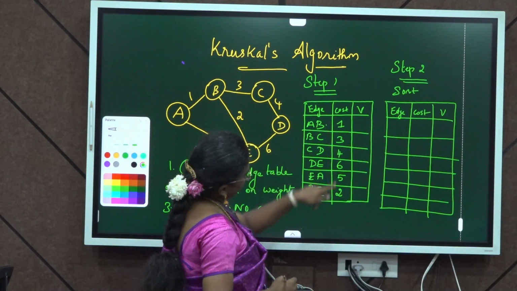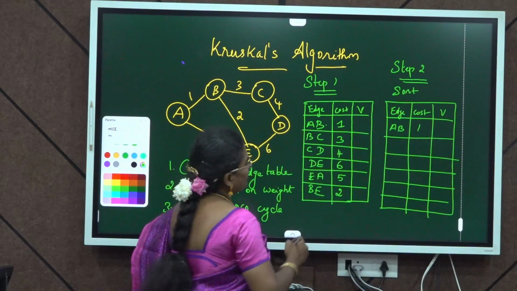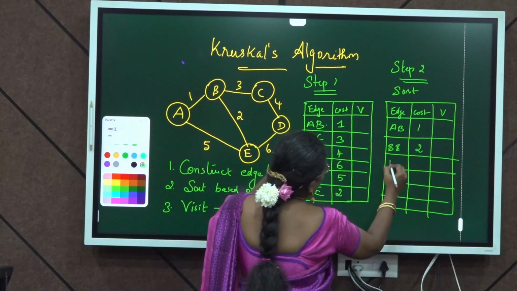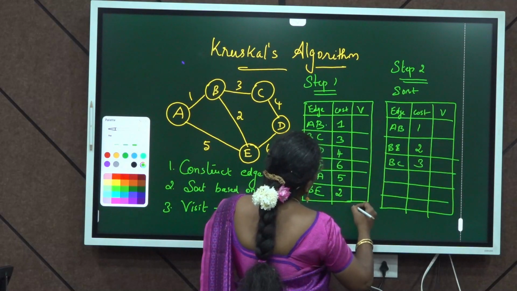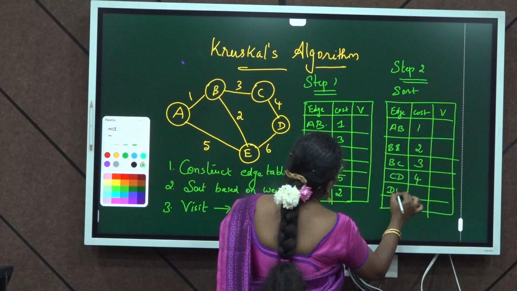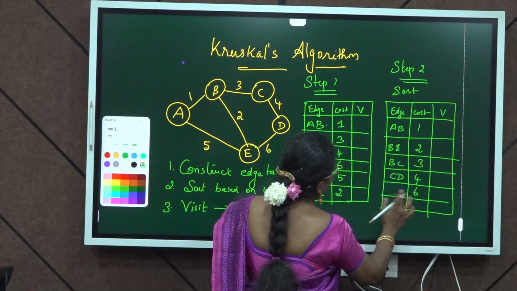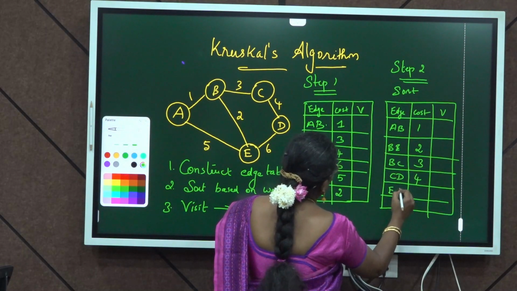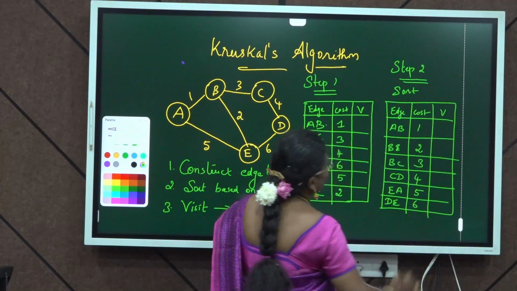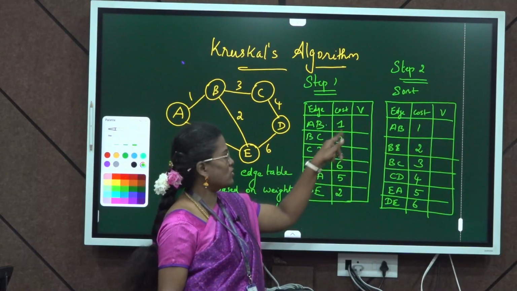Now out of all these costs, we have the cost of AB as very small. So let me take AB, and then I have BE with cost as 2, and then BC with cost as 3, and then CD with cost as 4, then EA with cost 5, and then DE with cost as 6. So simply I have sorted the edges based upon the cost.